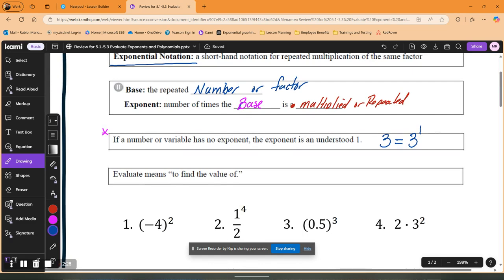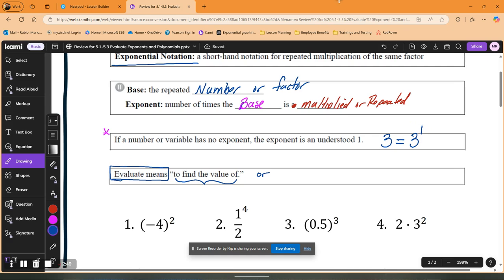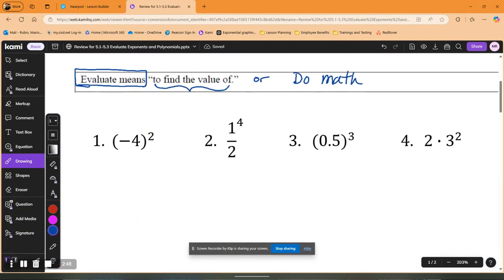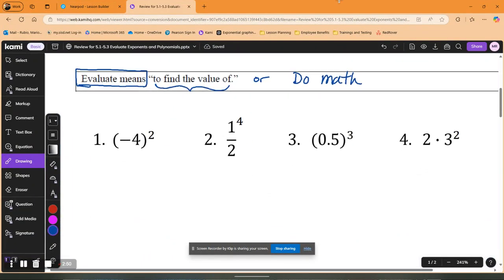Now the next thing we need to look at is evaluate. What does evaluate mean? Evaluate means to find the value of, or in other words, we're going to kind of do math. Let's look at some examples. Evaluate means find the value of. So evaluate numbers 1 through 4. That means we're going to find the value of, or we're going to do the math.